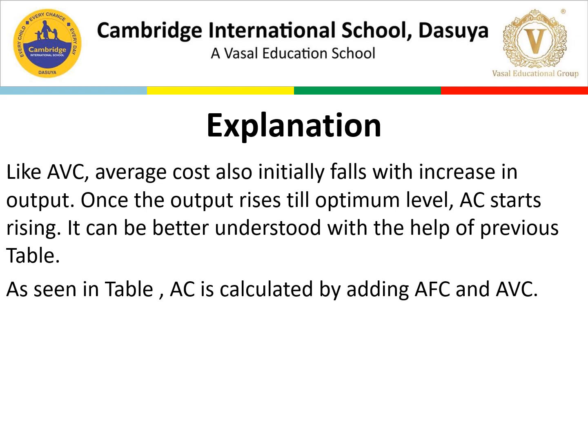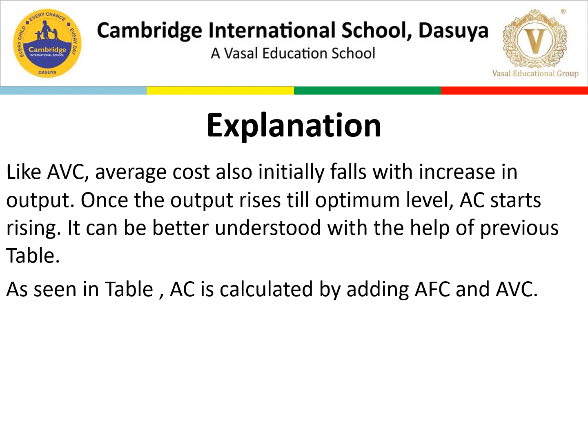Now the explanation part of this. Like AVC, average cost initially falls with an increase in output. So when output increases, our average cost falls, okay. Once the output rises till the optimum level, AC starts rising. So when it reaches a proper level, after that AC starts increasing. Almost the U shape that we made before comes here too. AC starts rising, so it can be better understood with the help of the previous table.